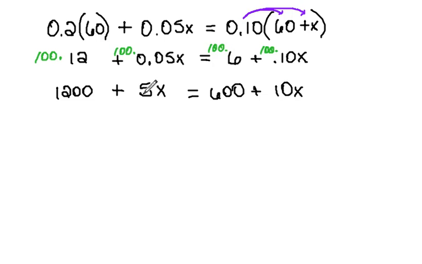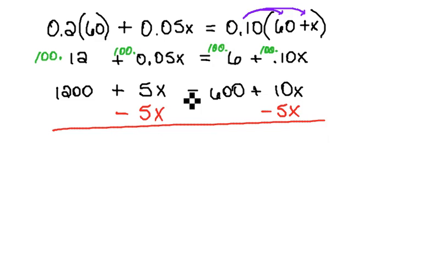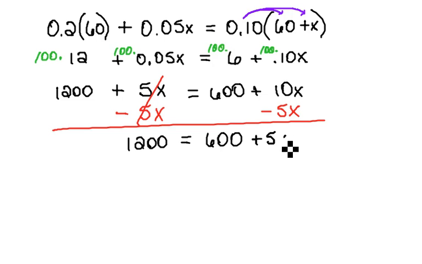Let's move this 5x over to the right hand side by doing the opposite, which would be minus 5x. So now on the left we have 1200 equals, then on the right we have 600, and then a positive 10x and a negative 5x would be a positive 5x. Now we need to continue getting our like terms together. We need to put our plain numbers together by moving that 600 over to the left. So I'm going to do the opposite, which would be to subtract 600.